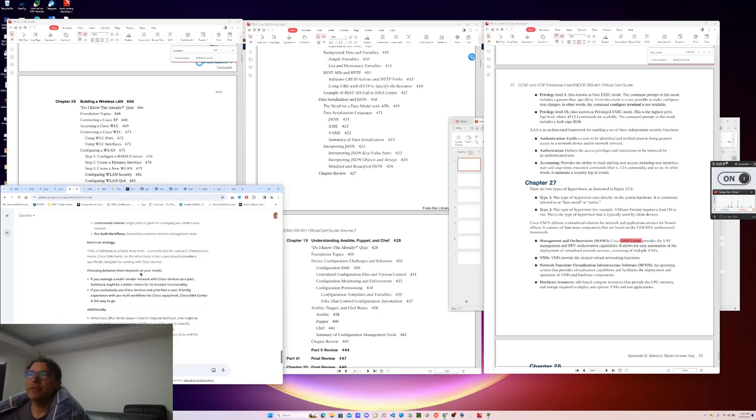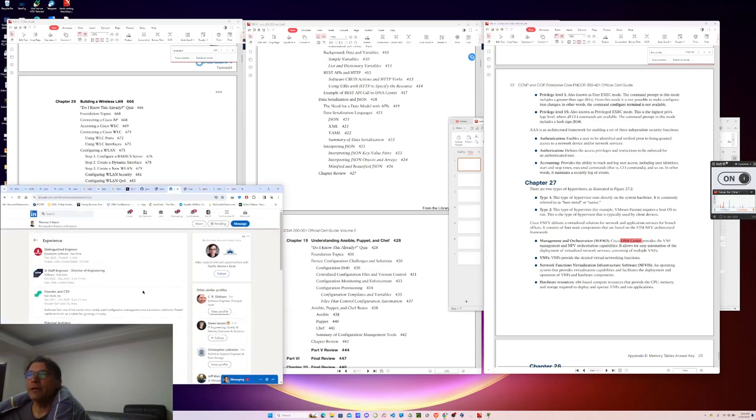See, if you manage a multi-vendor network with Cisco devices as a part, then Saltstack might be better. If you exclusively use Cisco devices and prioritize it, then Cisco DNA Center is the way to go. If it's exclusive, they'll know why: because we just want to use the Cisco DNA Center. But more of the time, probably, networks are this situation, so in that case Saltstack is the choice. That's why the book leaves Saltstack as the last choice. So, anyway, it's a good thing for this guy.